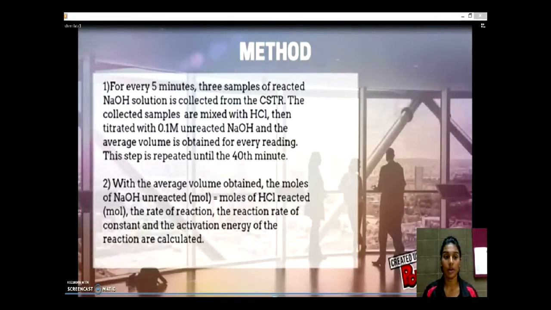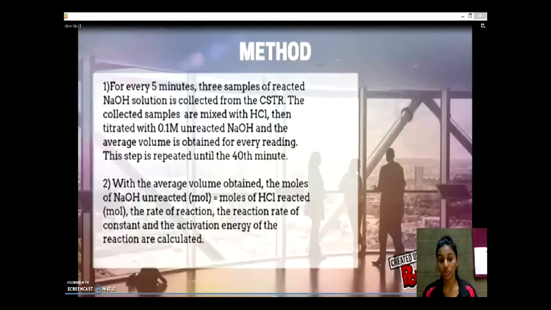The method, briefly, that we use to do this experiment is, for every 5 minutes, 3 samples of reacted NaOH solution were collected from the CSTR. The collected samples are then mixed with HCl, then titrated with 0.1 molar of unreacted NaOH, and the average volume of titration is obtained for every reading. This step is repeated until the 40th minute.